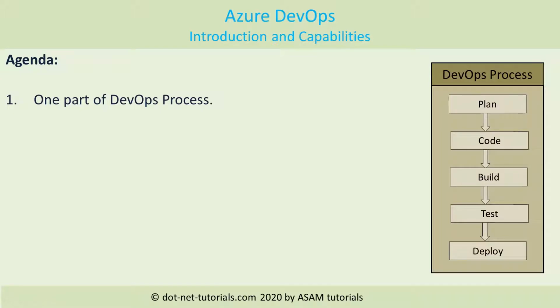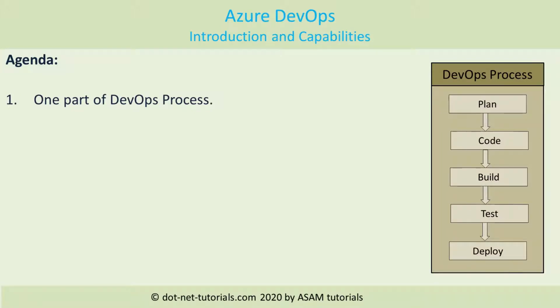The next step is coding. For what you plan, in the same way you have to code it. Once you code it and check in the code, it should automatically build the code, and next it has to automatically test it properly, and as per your configuration it has to be deployed to the dev server, QA server or prod server.